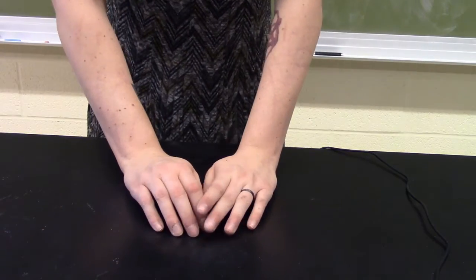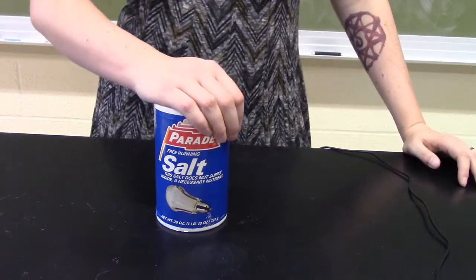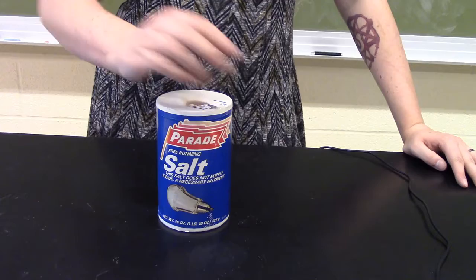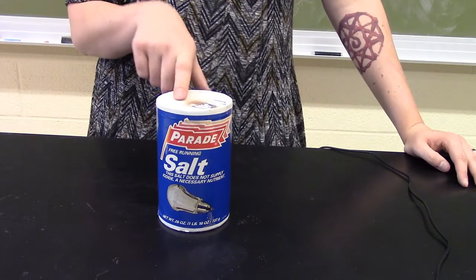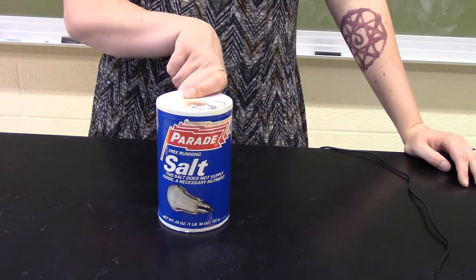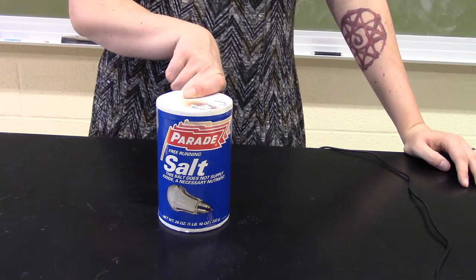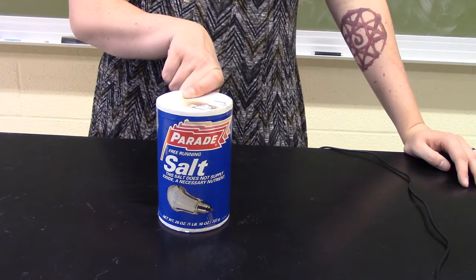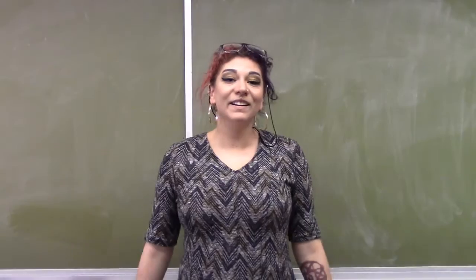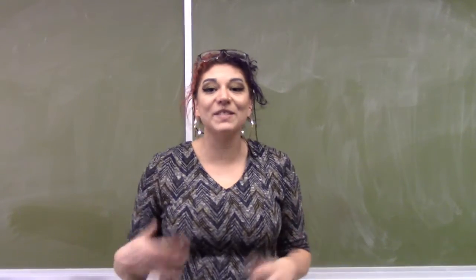Let's look at something that is a compound, and you may have not known it. Salt. So salt is actually a compound. It is not an element. It's made of two elements coming together chemically to create a compound. Let's talk a little more about distinguishing elements and compounds.